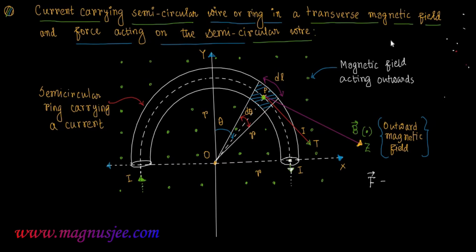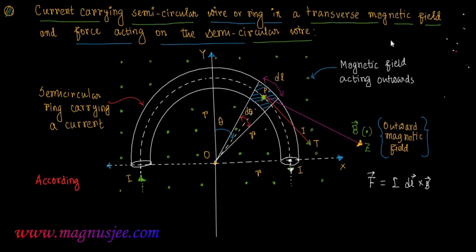Also, we know that the force vector F equals I vector dl cross vector B. And from this equation, we can find the expression of force experienced by the small element of length dl at the point P on the semicircular ring.